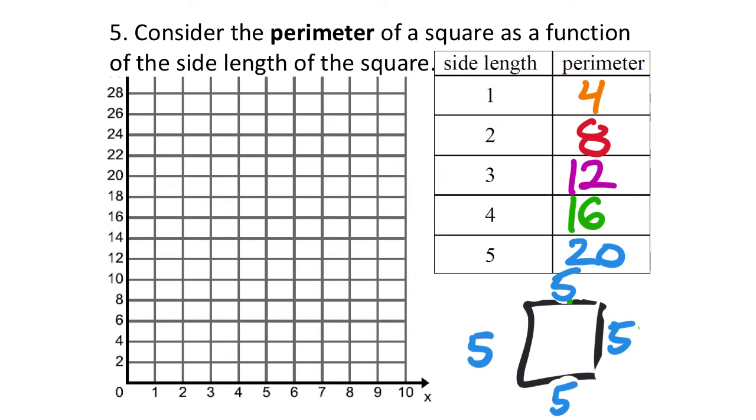But our first point here is (1, 4). And then I got (2, 8) here. And then (3, 12), (4, 16), and then (5, 20). Yep, and these ordered pairs show that this would create a straight line right here, okay? So it's a straight line, therefore it is linear.